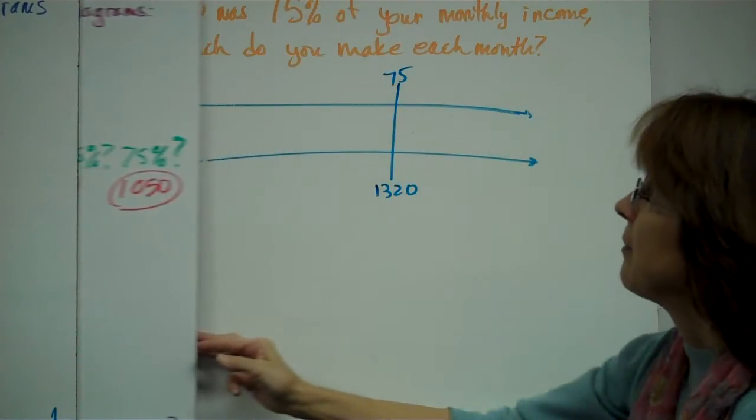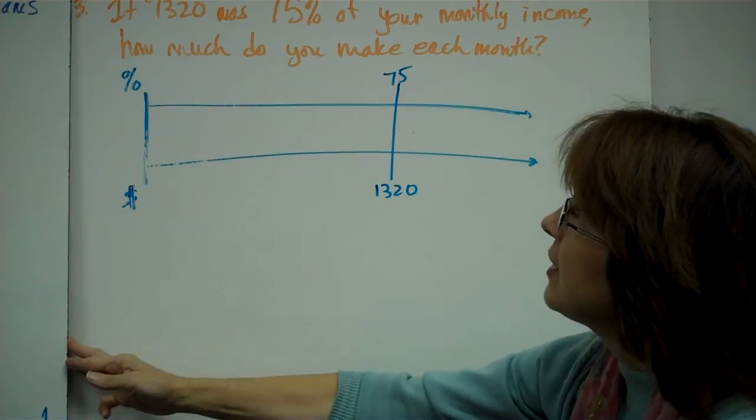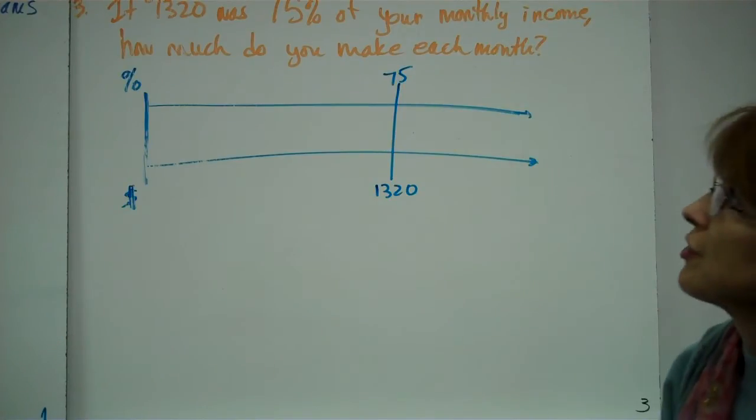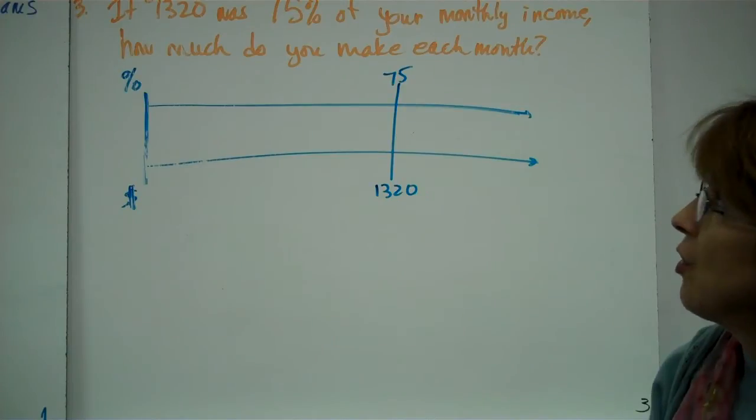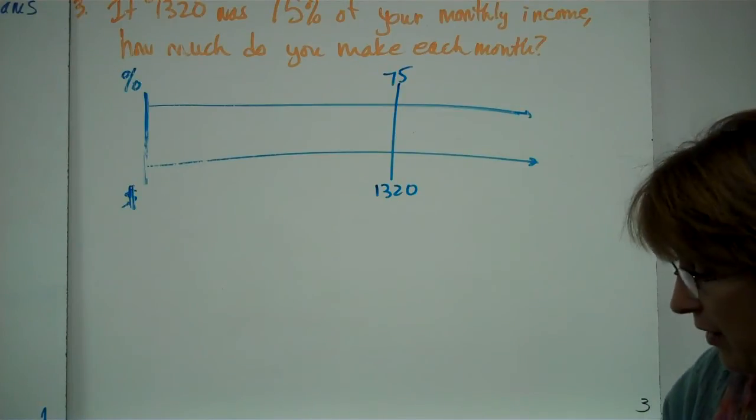All right, now let's do another problem. If $1,320 was 75% of your monthly income, how much do you make each month? Well, this time they didn't give us the 100%. We've got to find it.